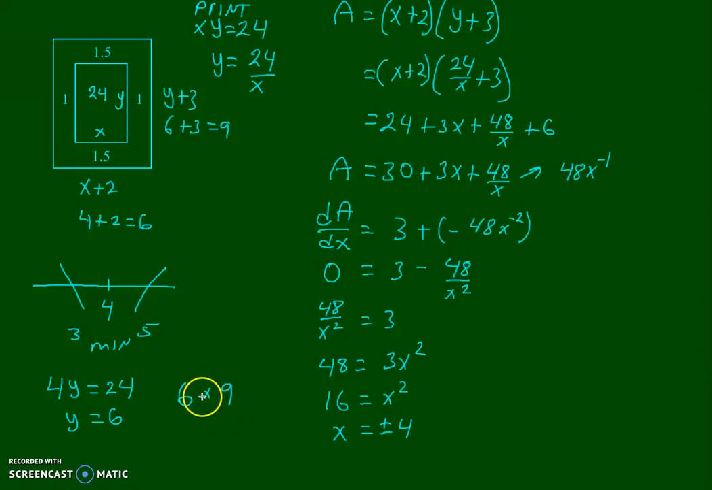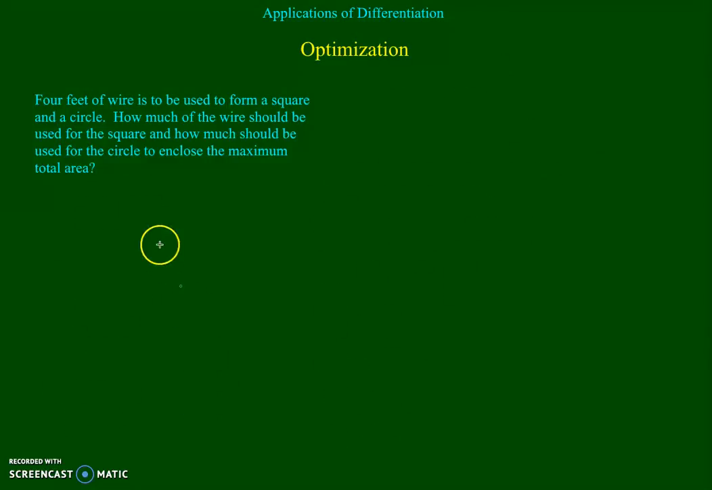And so let's move on to the next problem. In this problem, we have 4 feet of wire to be used to form a square and a circle. How much of the wire should be used for the square and how much should be used for the circle to enclose the maximum total area?